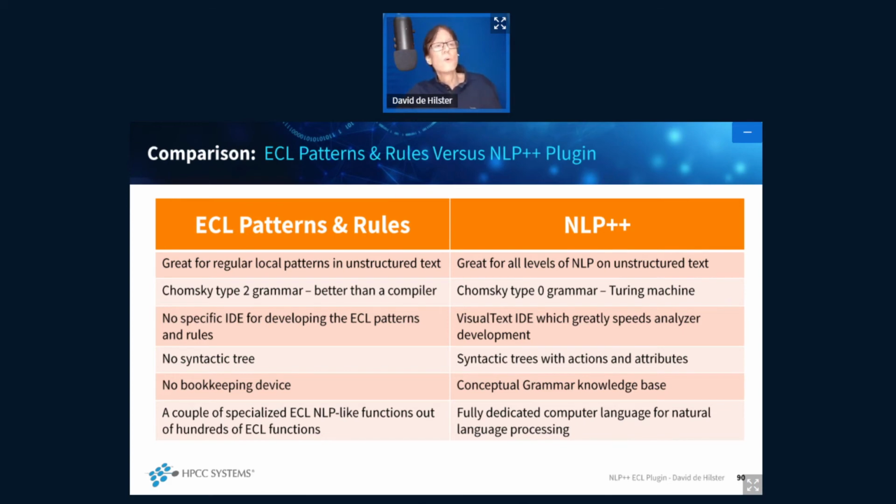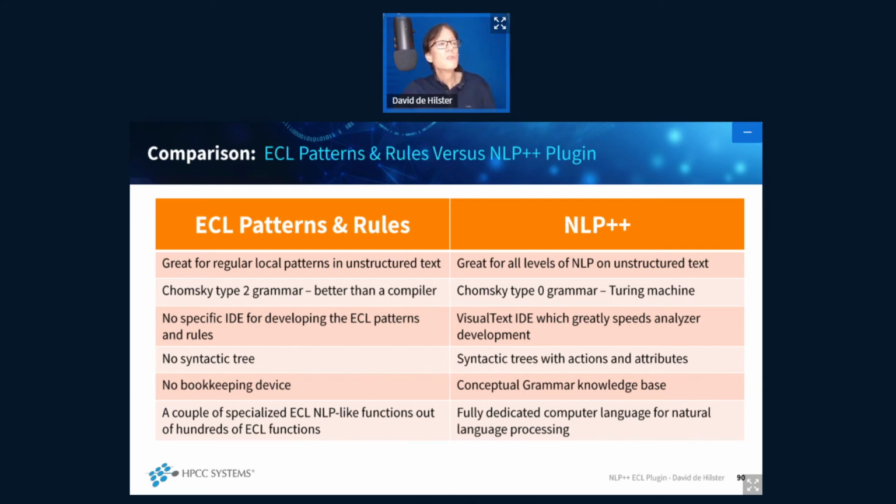ECL patterns and rules: if you are a linguist, you know Noam Chomsky. A lot of people know him for his politics, but he is actually the father of modern linguistics. He has these grammars, and Chomsky has a type 2 grammar. A type 0 is a Turing machine, and that's what I would classify the patterns and rules in ECL today. NLP++ is a type 0 grammar. It's a Turing machine. Given enough space in the universe, you can write anything. Supposedly, that's what a Turing machine is.